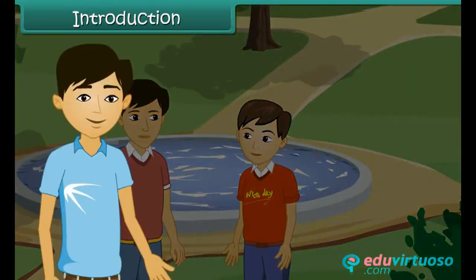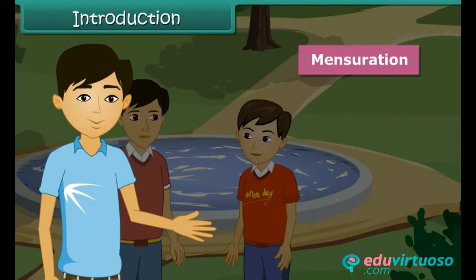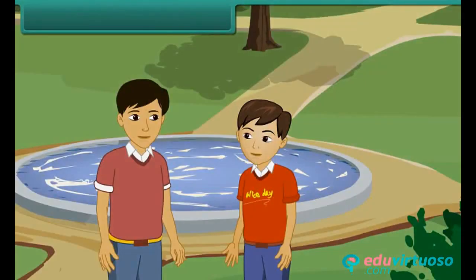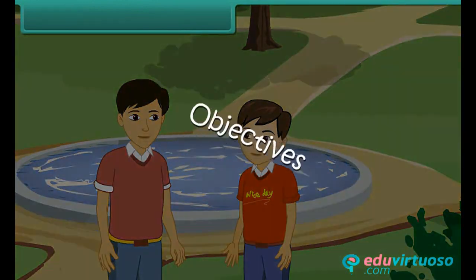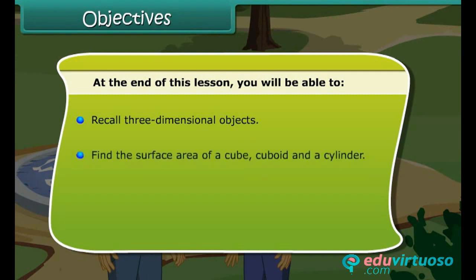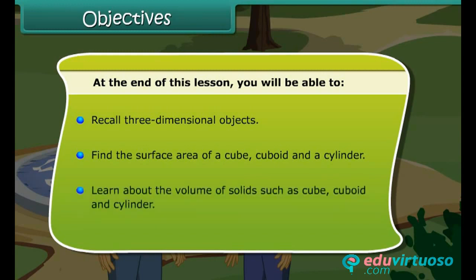Children, in this lesson, mensuration, we will learn to calculate the surface area and volume of some 3D objects. Objectives. At the end of this lesson, you'll be able to recall three-dimensional objects, find the surface area of a cube, cuboid, and a cylinder, and learn about the volume of solids such as cube, cuboid, and cylinder.